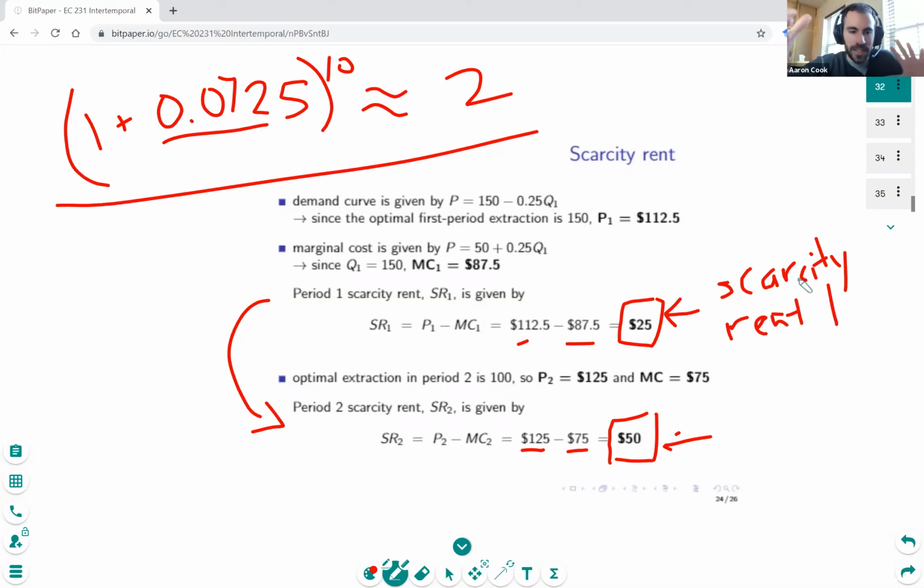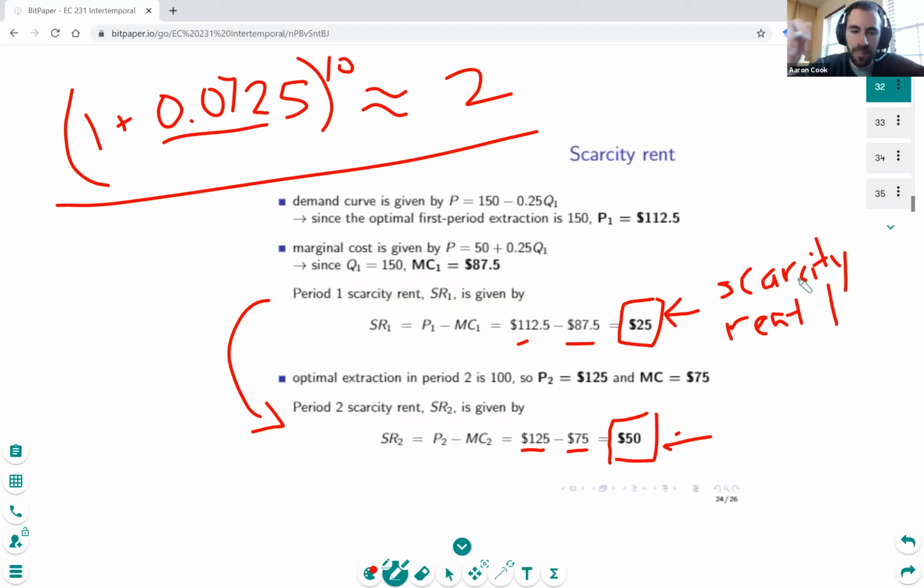So you have this matching: scarcity rent doubles, and that exactly matches the fact that your money would double in some alternative investment that was earning 7.25% per year. And it's that synchrony between scarcity rents and the rate of return on your money in an alternative investment that's at the root of Hotelling's rule.